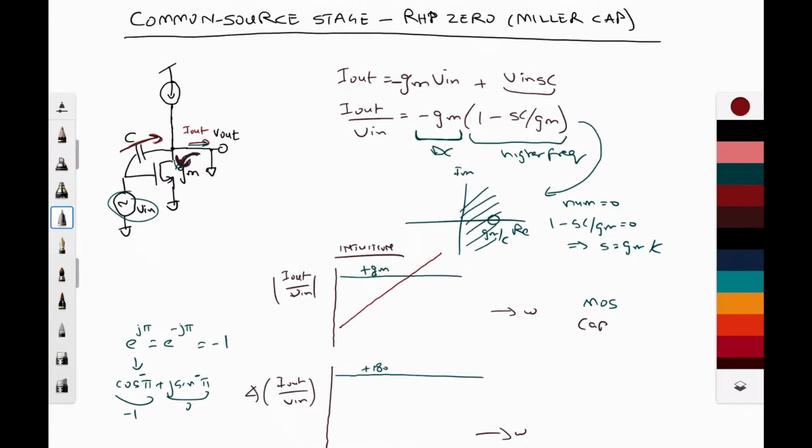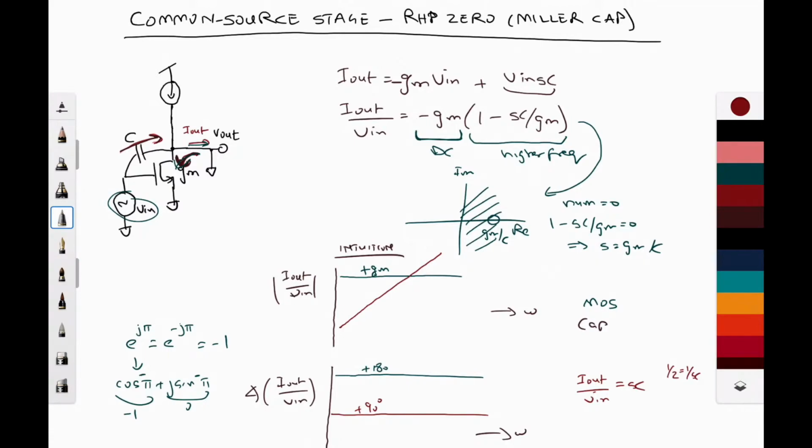And now what about the phase? The phase would continuously be at plus 90. And why is the phase at plus 90? We can also look at that over here. So the contribution from the cap to the output current is equal to sC. That's just basically the inverse of the impedance of the cap.